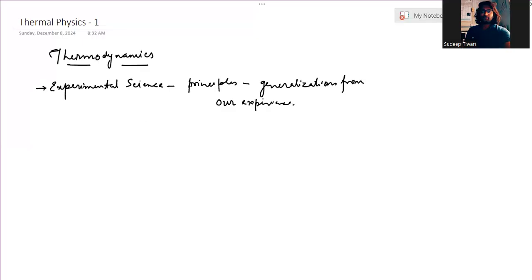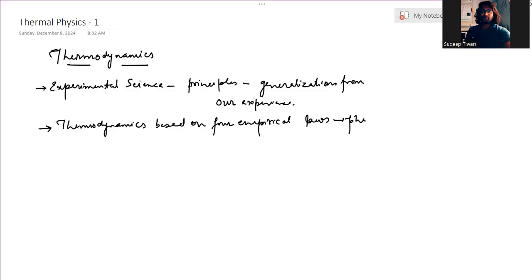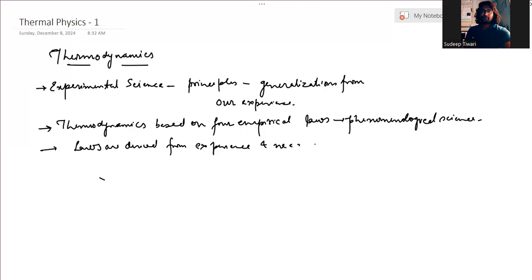That way I can say that this kind of study is a phenomenological science. Thermodynamics is based on some empirical laws, some four empirical laws that we are going to study later on. In that sense, I say that thermodynamics is a phenomenological science. It means the laws are derived from experience and they need no proof.